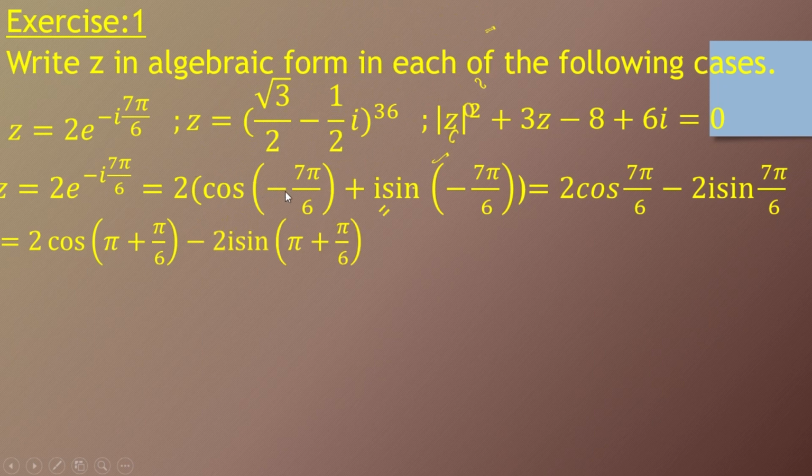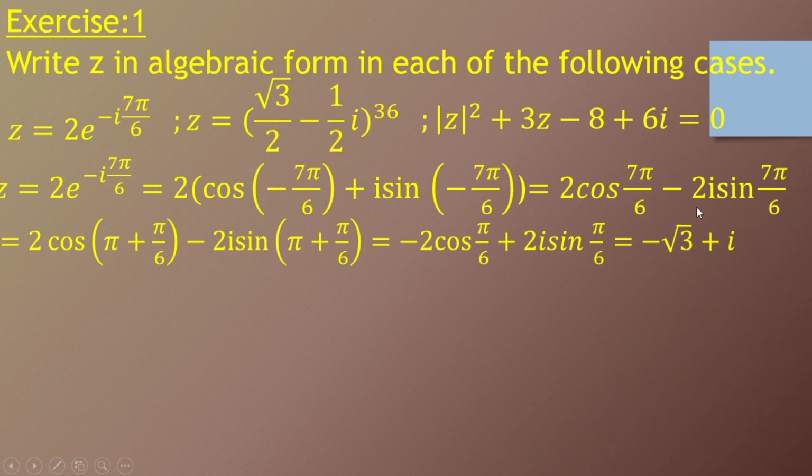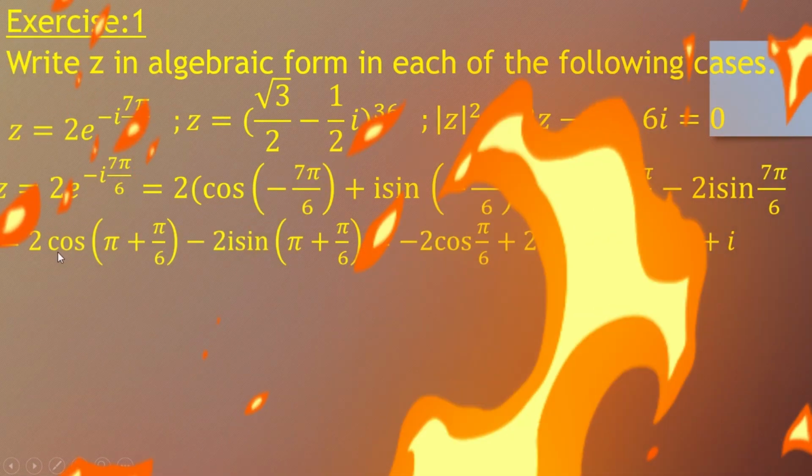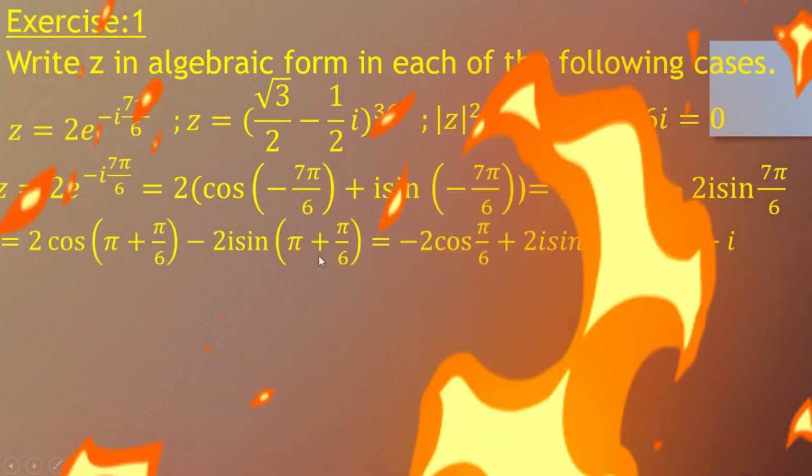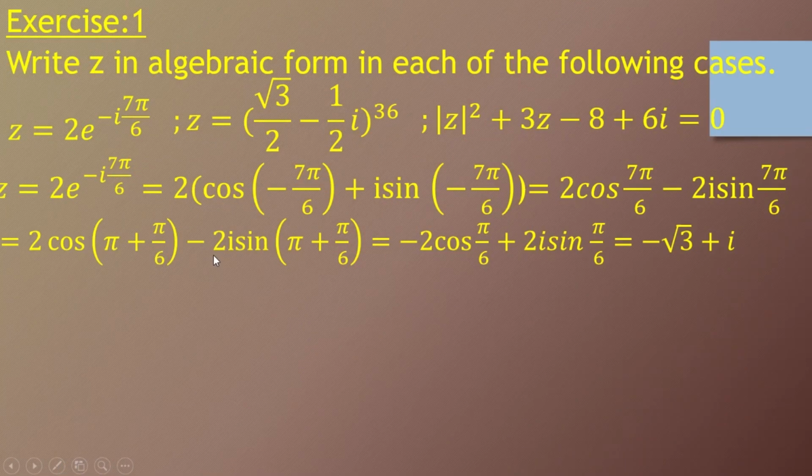First, cosine minus alpha equals cosine alpha, and sine minus alpha equals minus sine alpha. We have 7 pi by 6. 7 equals 6 plus 1, then 7 pi over 6 is pi plus pi by 6. We are in the third quadrant. Then minus cosine pi by 6, and minus sine pi by 6. Minus here, we get the plus.